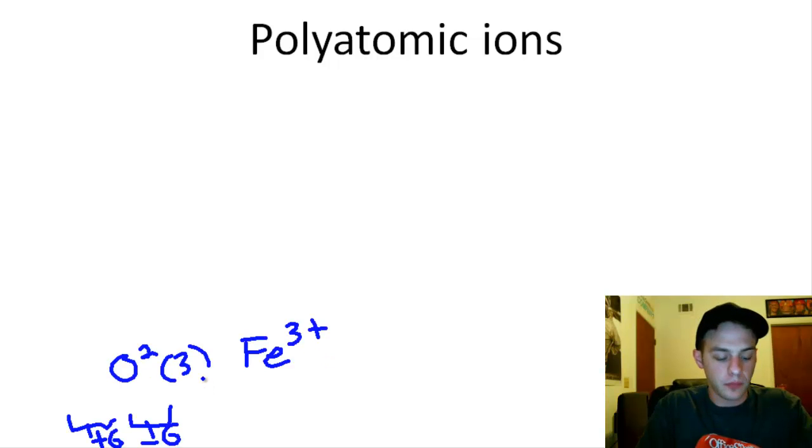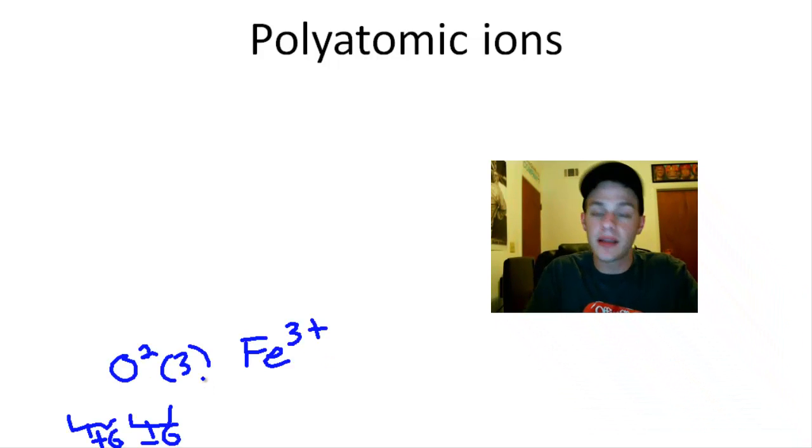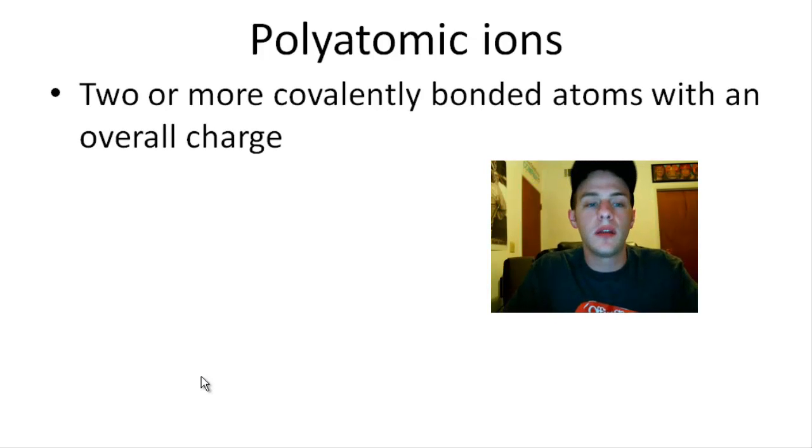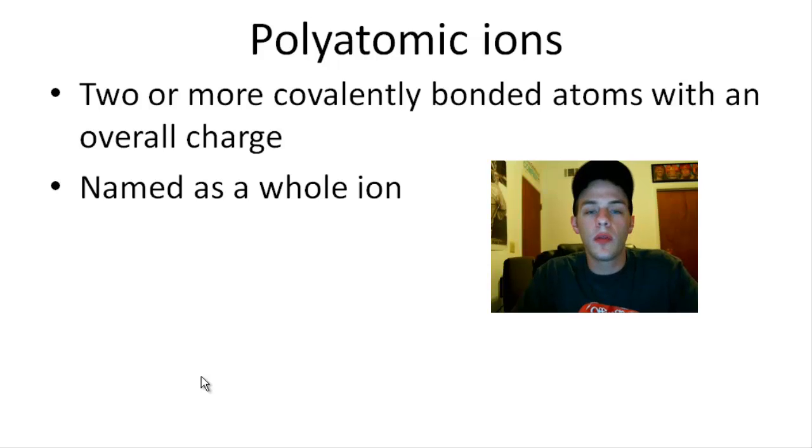All right. So now I'd like to talk about polyatomic ions. A polyatomic ion consists of 2 or more covalently bonded atoms that has an overall charge. And the way that we name these polyatomic ions is that you name them as the whole ion. You don't name the individual elements within the ion, you actually name the ion as a whole.